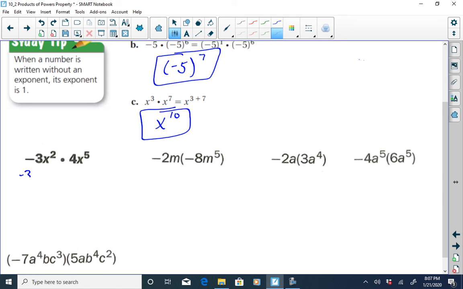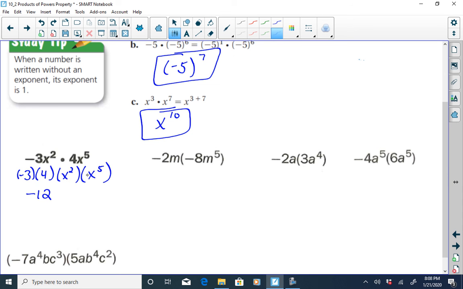So I'm going to reorganize that as negative 3 times the 4 times the x squared times the x to the fifth, right? So we're just using that commutative property to reorganize our factors. And now we multiply the negative 3 times the positive 4. That's going to be negative 12.